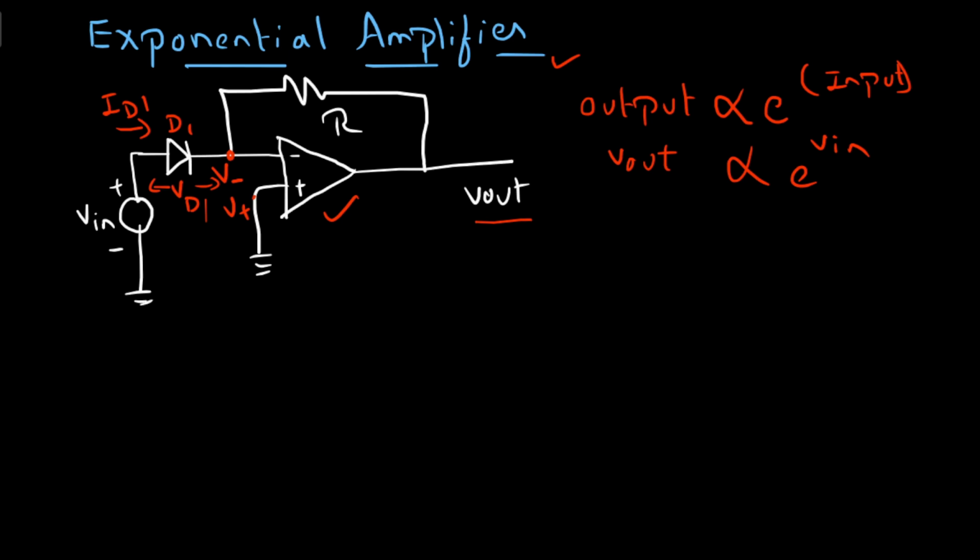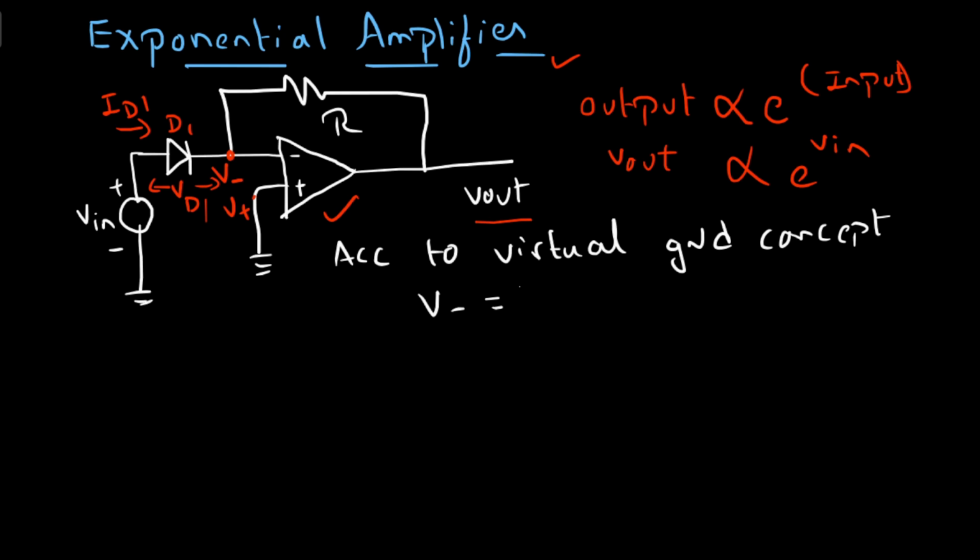According to the virtual ground concept, potential at inverting terminal is equal to potential at non-inverting terminal. For this circuit, the non-inverting terminal is grounded, so you can make it as 0. So due to non-inverting terminal is grounded, V plus equals to 0. Therefore, V minus equals to V plus equals to 0.